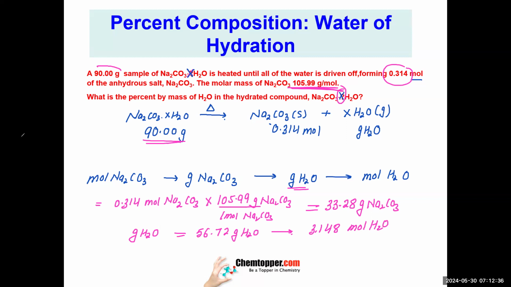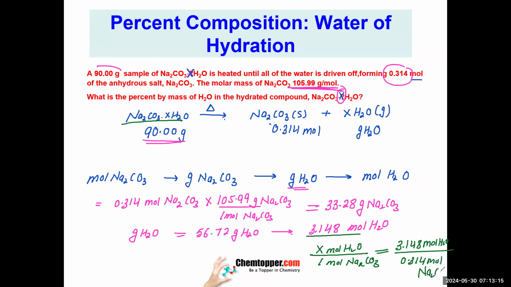Now, what should I do? From the formula, I know that X moles of water are needed for 1 mole of Na2CO3. Now I know the moles of water in the given moles of Na2CO3. Plug in this ratio here and get the value of X. Get the value of X. Is it 3.7? It should be a complete number.